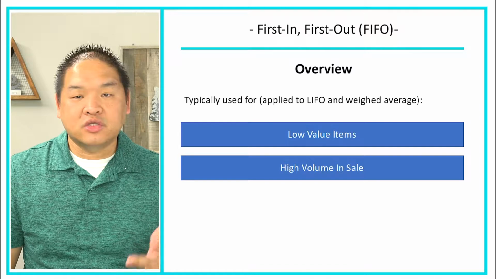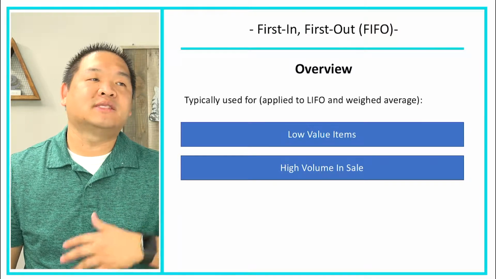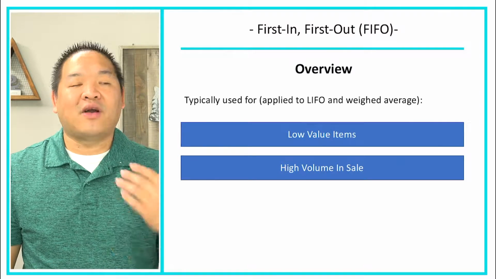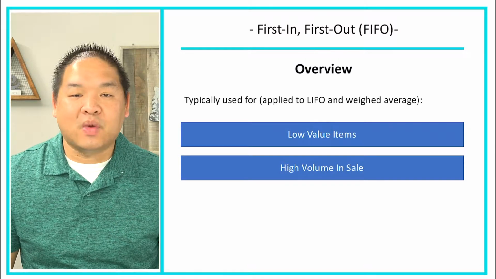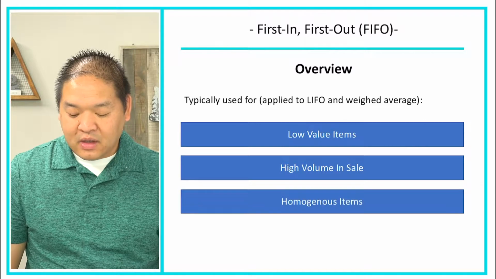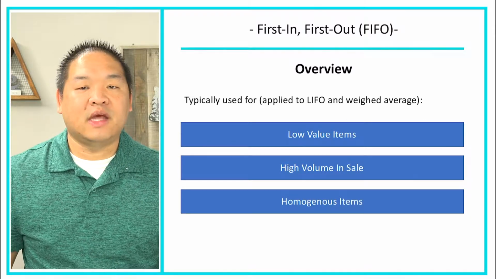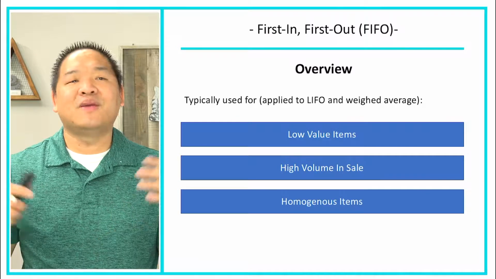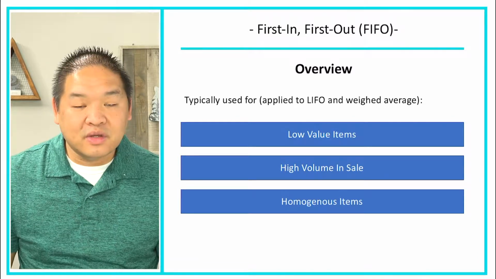So, a grocery store, they sell a lot of tomatoes. They sell a lot of lettuce. They sell a lot of milk. So it's harder to keep track of each one of those, which is why we can't do specific ID. Homogeneous items, meaning that they're usually the same. So when we talk about printers, all of the printers are pretty much the same. There is a different serial number on each one.